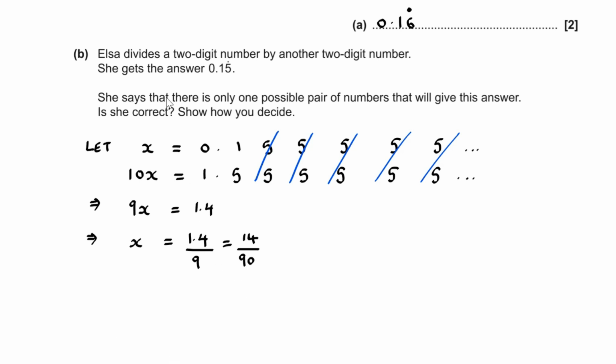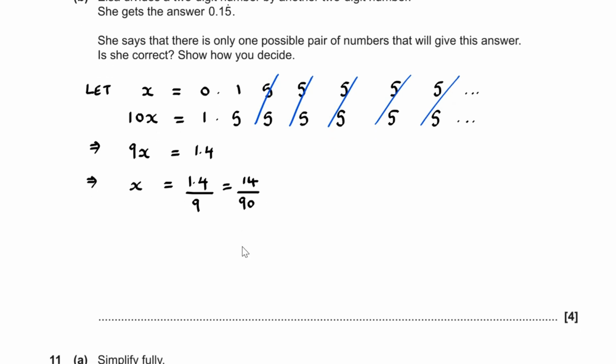So what she's saying is there's only one possible pair of numbers that will give this answer. Well, she's wrong, because we also have 14 over 90, which gives this, and if we divide top and bottom by 2, we've also got 7 over 45, so therefore she's incorrect.